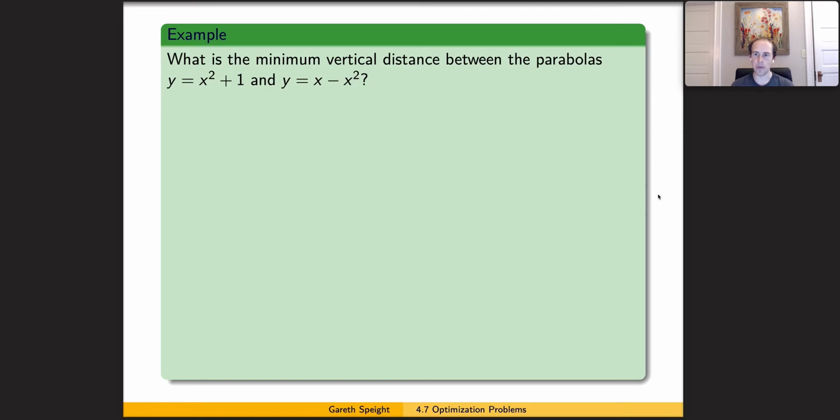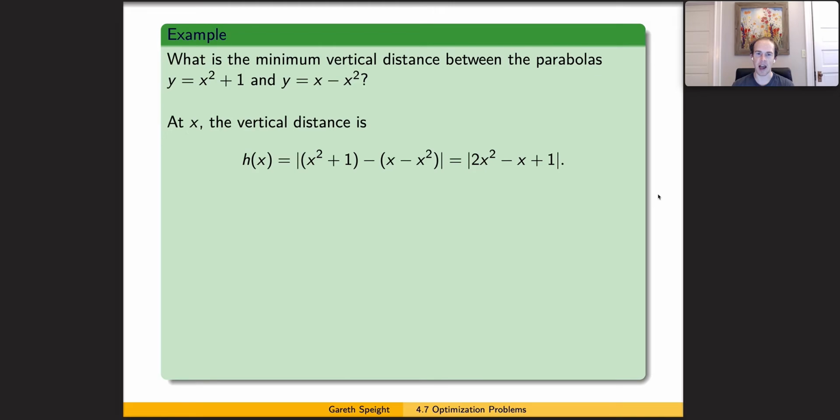And we don't know which is the top curve and which is the bottom curve right now. So if we subtract them, we get the difference. But that difference could be positive or negative, right? If I do the top curve minus the bottom, the distance will be positive. If I do the bottom curve minus the top, I'm going to get something that's negative. So I need to take absolute values to make sure I get something positive. Okay, so at x, the vertical distance is the absolute value of the difference in the y values, just so that we make sure we're non-negative.